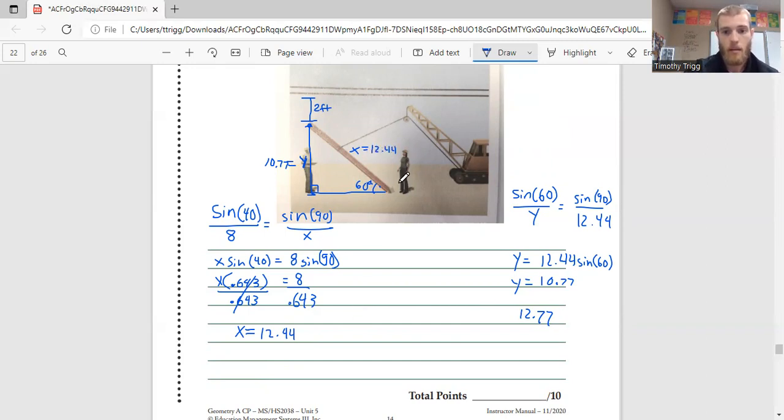Then will the beam hit the wires? What do you think? Well, the wires are 12.77 feet. The beam is 12.44. So the beam will be able to stand up without hitting the wires, right? The beam is a little bit shorter than the wires. So I want you to briefly explain that since the beam is 12.44 feet, it's a little bit shorter than the wires, which are at 12.77 feet. So therefore, the beam will be able to stand up without hitting the wires. Briefly explain that.